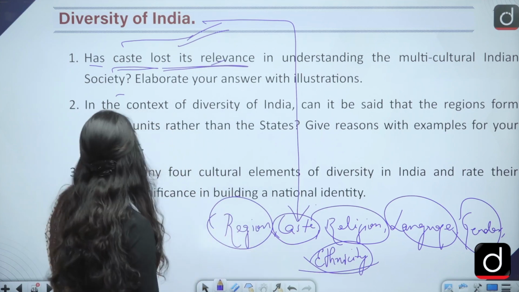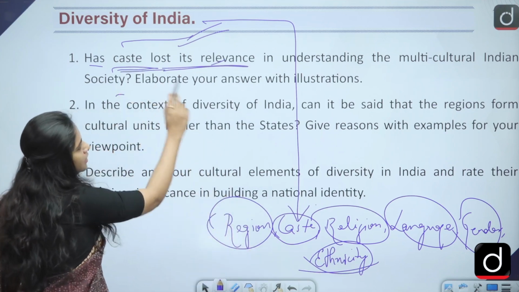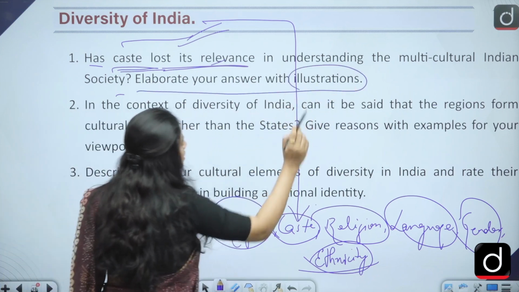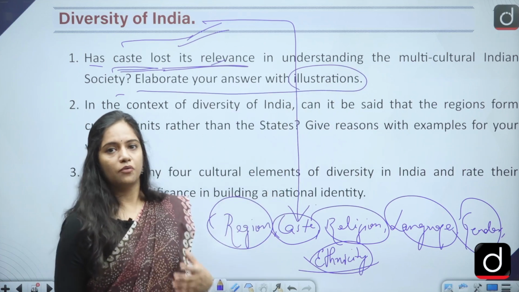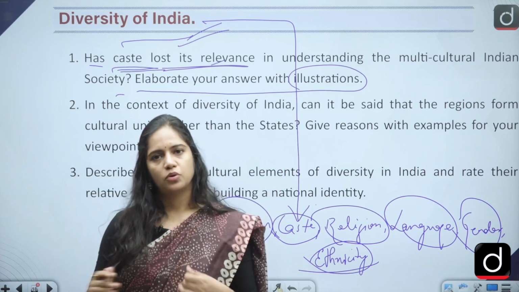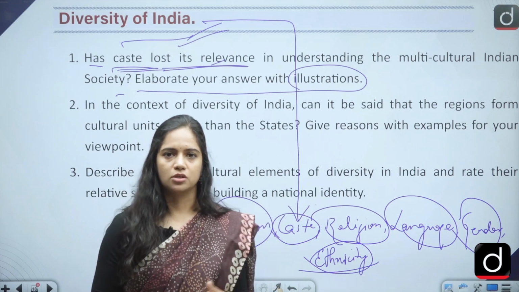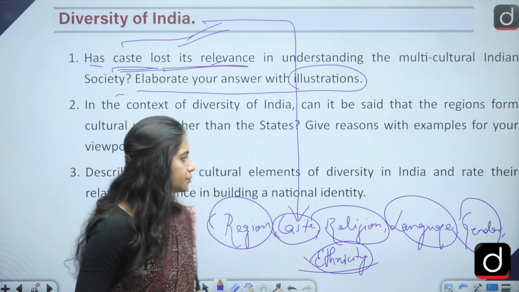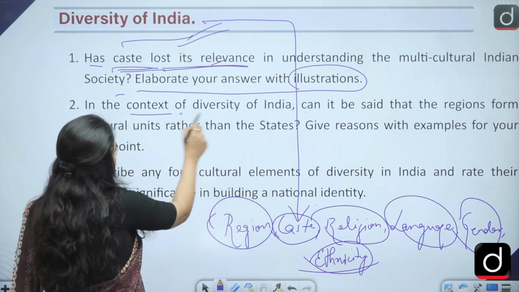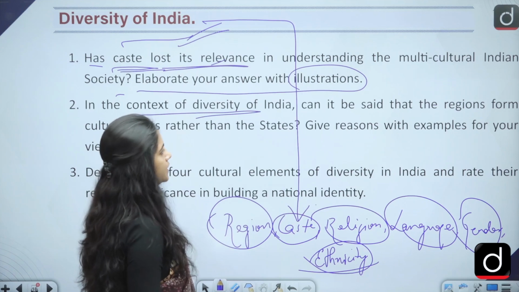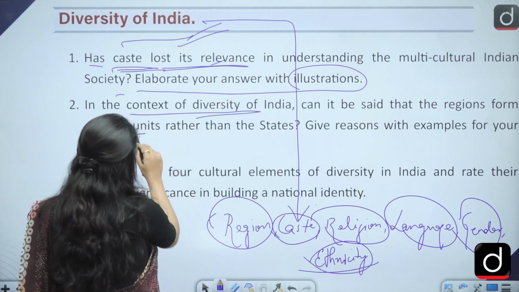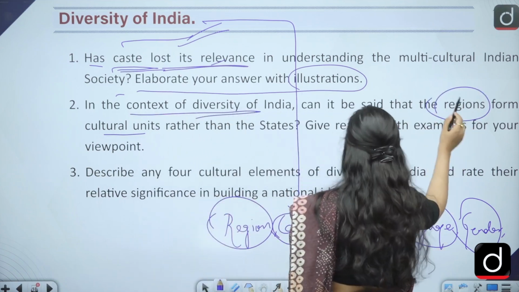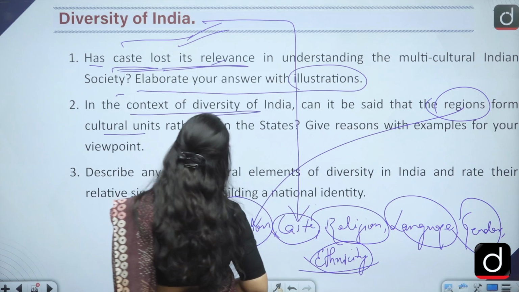Okay. So, has caste lost its relevance in understanding the multicultural Indian society? Elaborate your answer with illustrations. So they are asking you to even provide an example, the illustration. So if you have read your current affairs well, if you have read your Indian society part well, you would come up readily with the illustrations. Okay. In the context of diversity of India, can it be said that regions form cultural units rather than the states? Again, the question is catering to regions, and region is part of diversity of India.